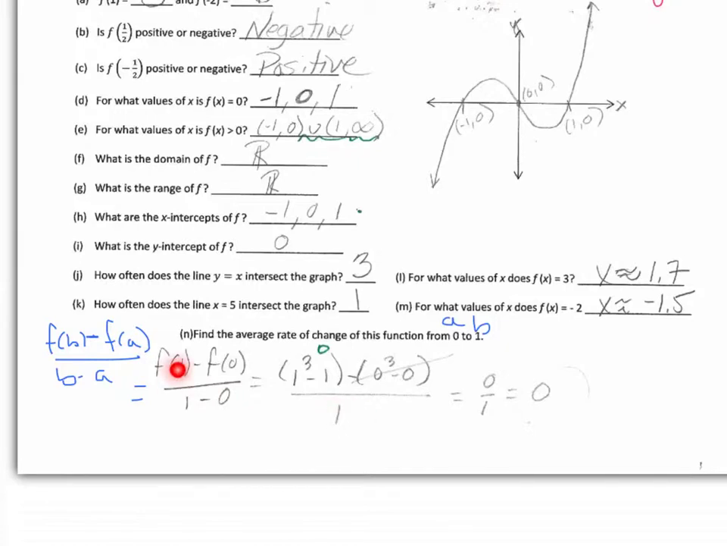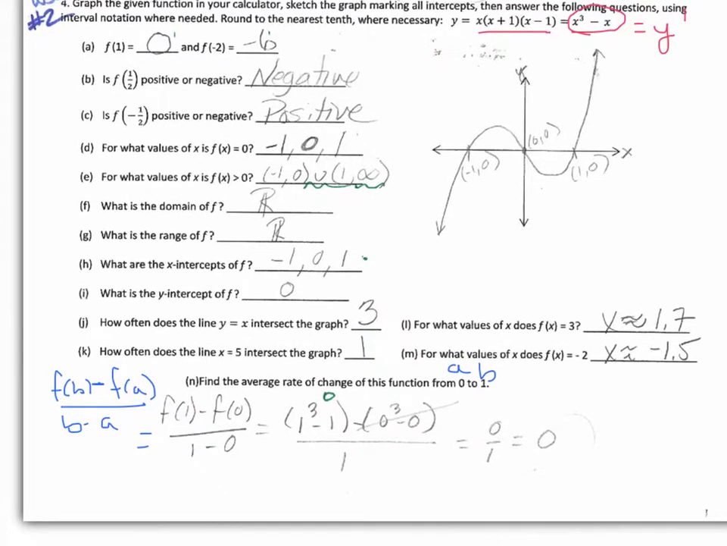F of 1, so take the function. Now this is the function that you've been working with for this problem up here. So what is f of 1? You get 1 cubed minus 1, which is 0. This is this little 0 sitting here, minus f of 0. So put the 0 up in this function. 0 cubed minus 0 is 0. So you get 0 minus 0. 0 minus 0 is 0. 0 over 1 is equal to 0. So that answer is 0.